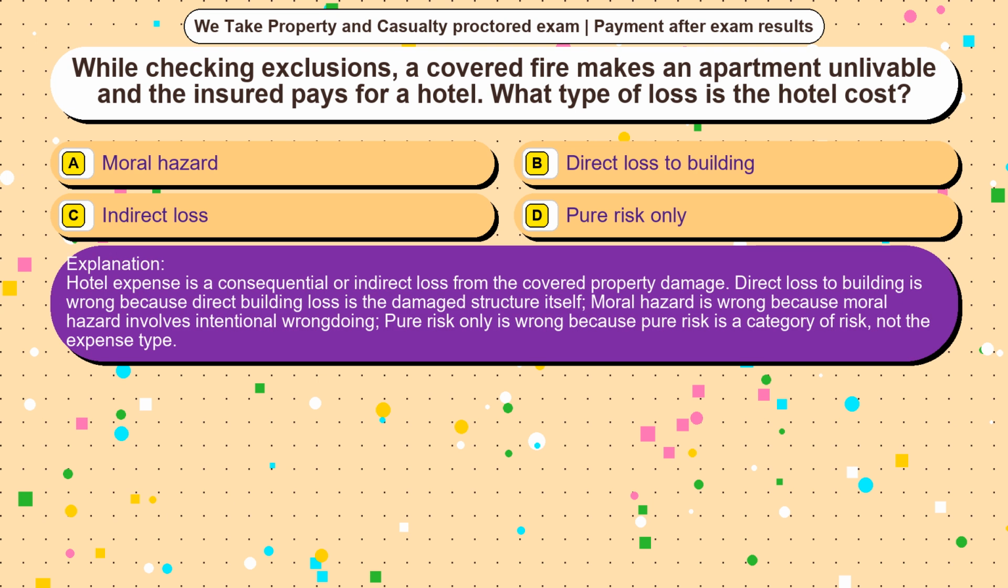Hotel expense is a consequential or indirect loss from the covered property damage. Direct loss to building is wrong because direct building loss is the damaged structure itself. Moral hazard is wrong because moral hazard involves intentional wrongdoing. Pure risk only is wrong because pure risk is a category of risk, not the expense type.